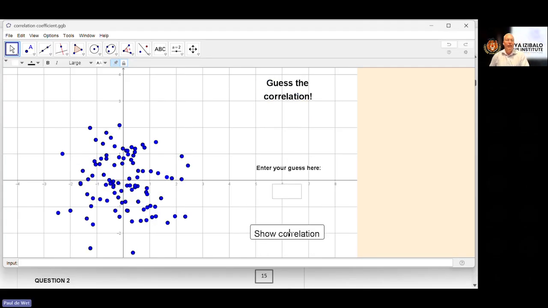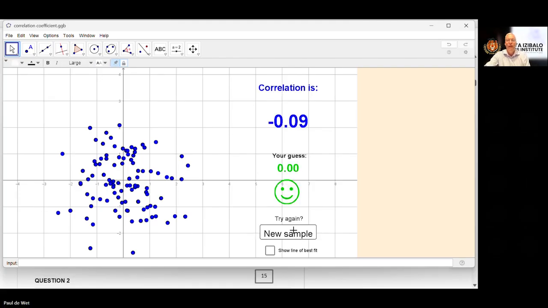Now for this one here, I want someone to guess the correlation. You need to try and look, is there any pattern? Are these dots going kind of uphill, or more generally going downhill, or is there no pattern at all? I want someone to guess the correlation here. It might be 0. Let's try 0. Hala, it's actually very close to 0.